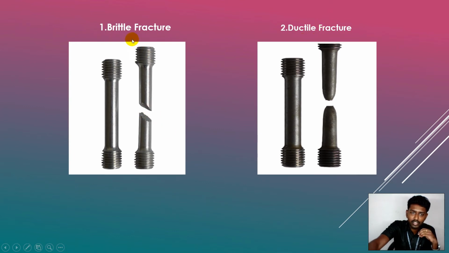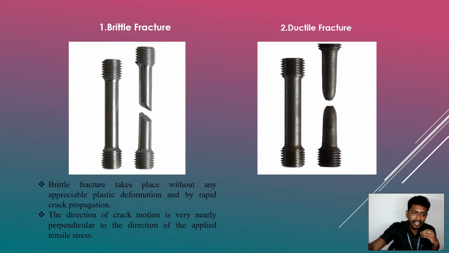This is happening because of brittle fracture. This is happening because of ductile fracture. In further detail, brittle fracture happens in the material without any appreciable plastic deformation. It takes place in the material by rapid crack propagation. Here you can see the cracks, right? Because of the crack only, it's broken into two pieces.